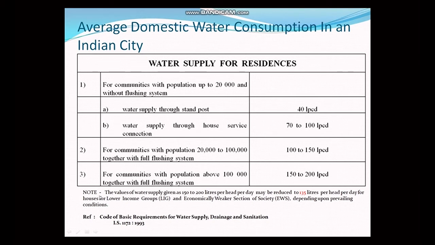The point to be noted is that the values of water supply given as 150 to 200 liters per day per head, that is, this portion, may be reduced to 135 liters per head per day for houses for lower income groups and economically weaker sections of society, depending upon prevailing conditions. This information has been acquired from the code, that is Indian Standard 1172 of the year 1993.